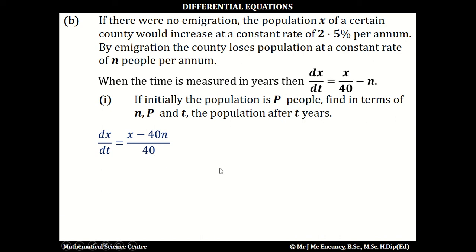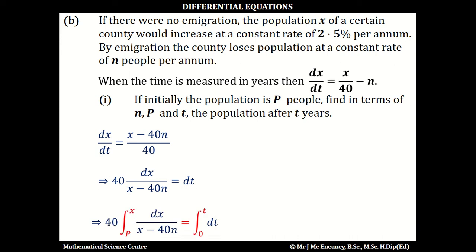Now if we separate the variables, we're going to get all the x's on the left and all the t's on the right. And this 40 we can bring across and multiply. The x minus 40n we can bring across and divide, and the dt we bring across and multiply. So this means 40 times 1 over (x minus 40n) dx equals dt.